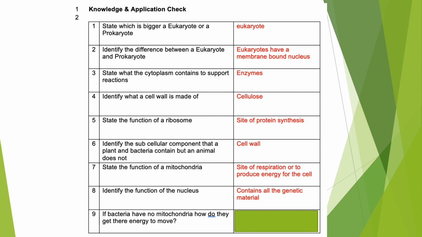And the last one is number nine. If bacteria have no mitochondria, how do they get their energy to move? I didn't mention this because it's one of those extended questions. But basically, bacteria usually get their energy from the host that they live in. You could call them parasitic if you'd like, because parasites can only survive if the host that they are attached to gives them energy. Host just means whatever they're living in. It can be an animal, it could be a plant.